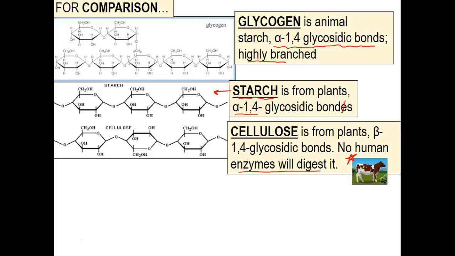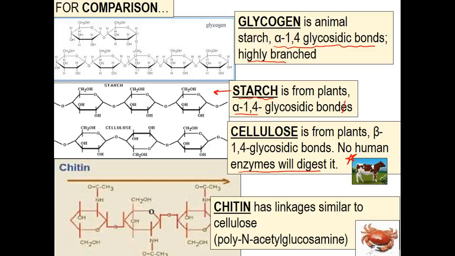So we'll be talking about glycogen, we'll be talking about starch, and somewhat about cellulose, but you should also be aware of chitin. Chitin is another polysaccharide which has linkages that are similar to cellulose, but it has nitrogen in it. The nitrogens make this molecule into poly-N-acetylglucosamine. And it's just interesting to note that chitin makes up the exoskeletons of arthropods.